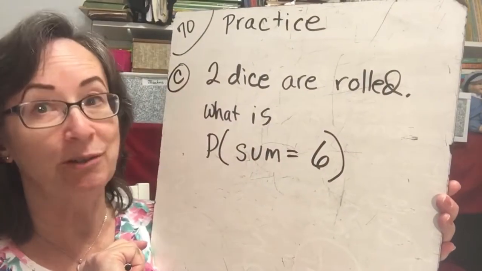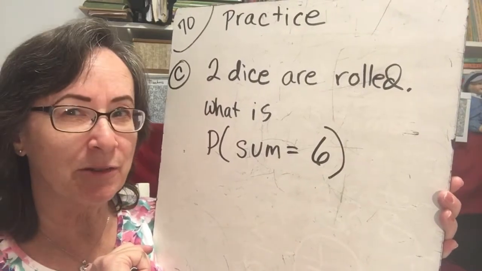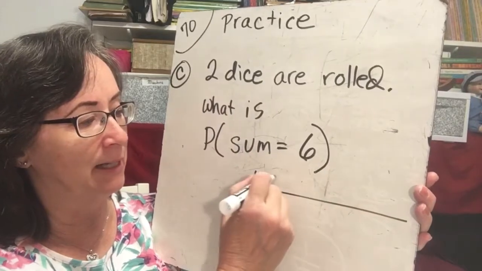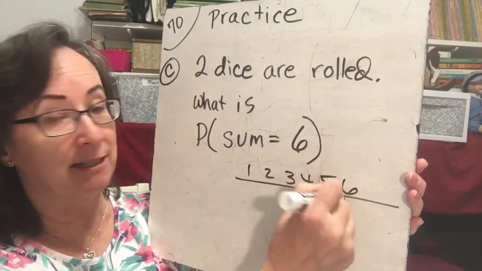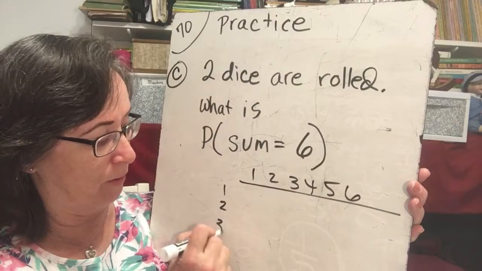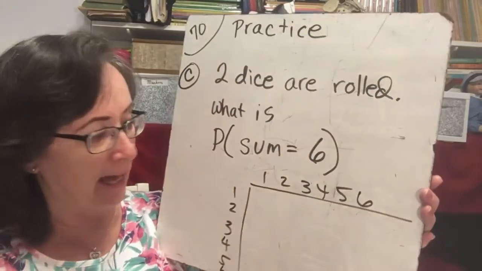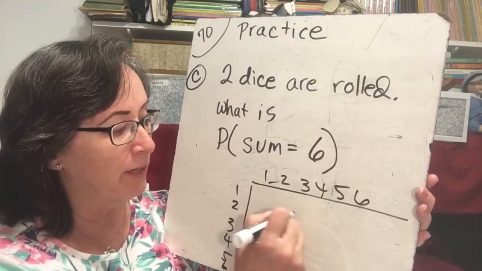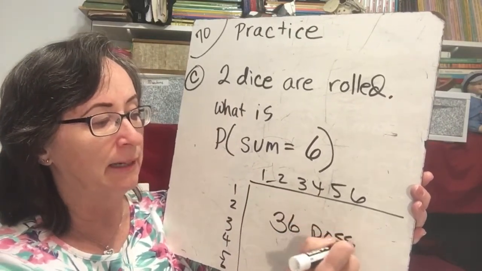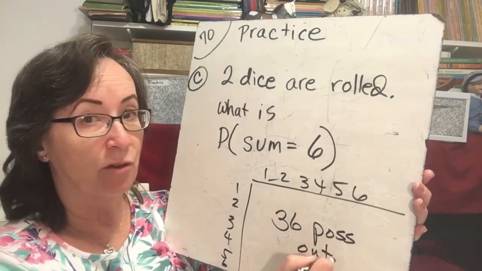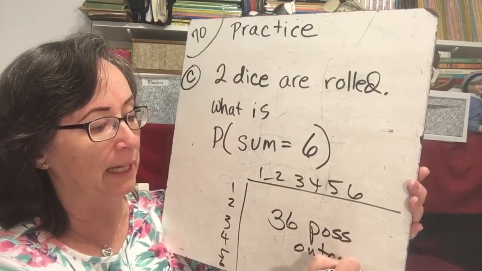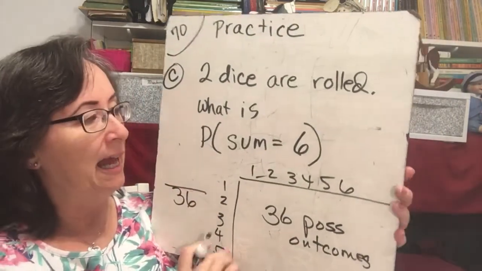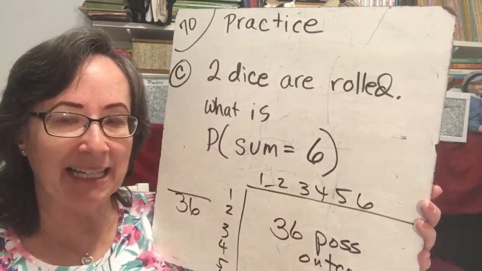Okay, so 2 dice are rolled, which means, remember, when 2 dice are rolled, then I'm going to use my chart that has 1, 2, 3, 4, 5, 6 across the top and 1, 2, 3, 4, 5, 6 down the side. And 6 times 6 is 36. So there are 36 possible outcomes, right? So 36 is going to be in the denominator. And then, how many ways can I get a 6?